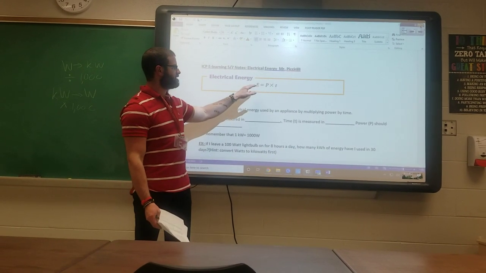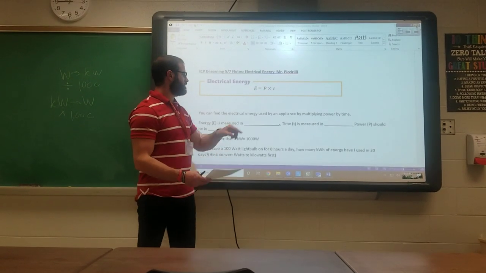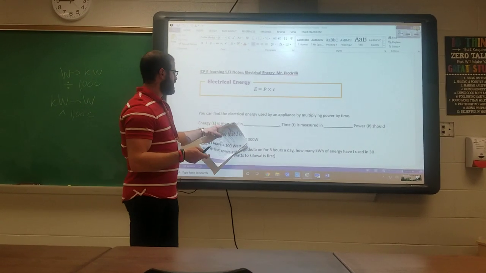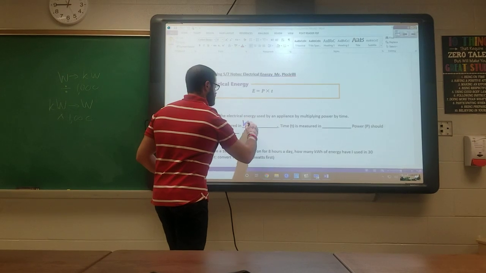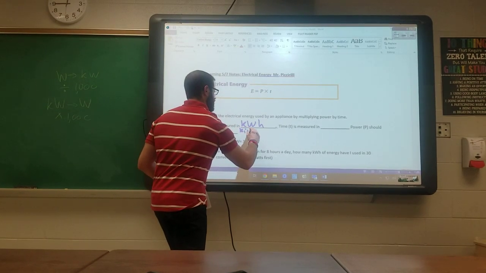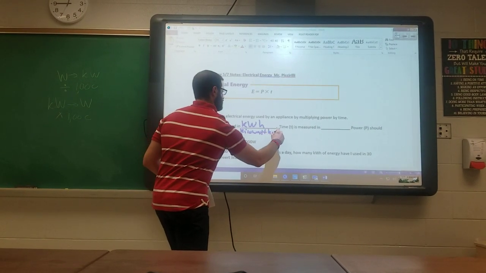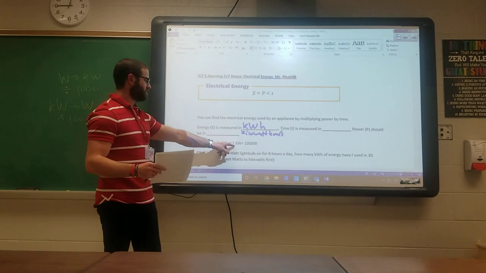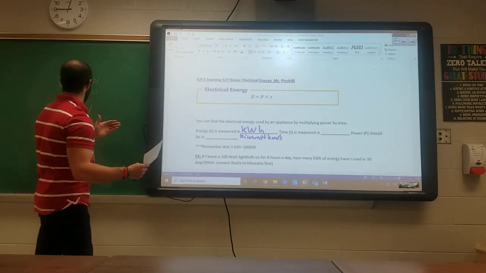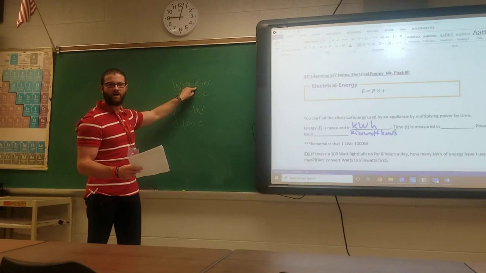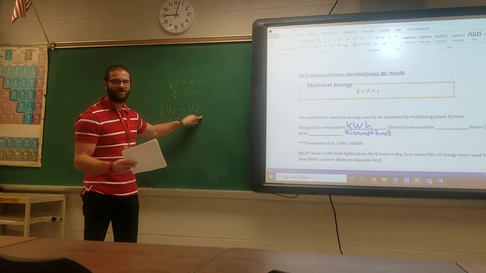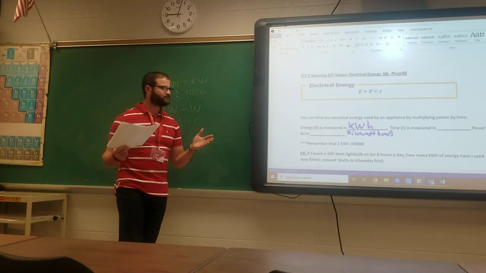So electrical energy, the energy equals the power times the time. Okay, so what units are we going to be using here? The energy is measured in something we call kilowatt hours, so kWh. Remember, a kilowatt is equal to 1,000 watts because kilo means 1,000. If you have watts and you want to go to kilowatts, you need to divide by 1,000. If you have kilowatts and you want to go to watts, you multiply by 1,000.